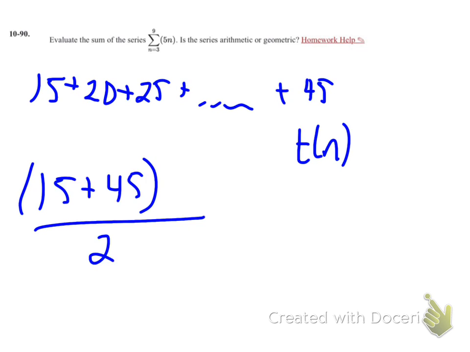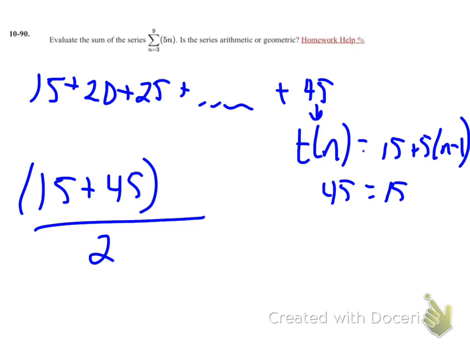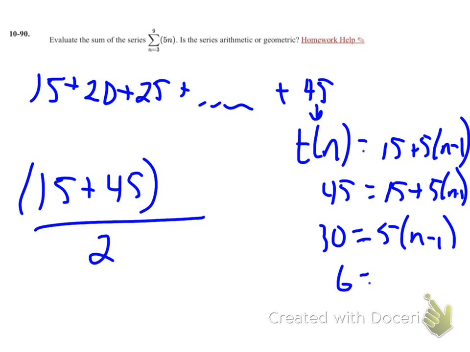So if I wanted to do this, say, in first term form, my first term is 15 plus 5 times n minus 1. My last term is 45, so I put that in here. 45 equals 15 plus 5 times n minus 1. Subtract the 15, I get 30 equals 5 times n minus 1. Divide, and I get 6 equals n minus 1, and n equals 7. There are 7 terms.